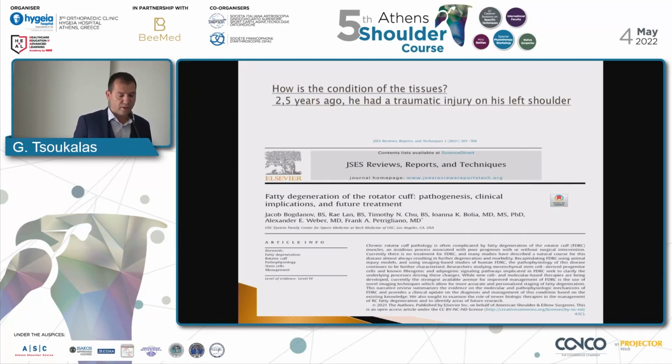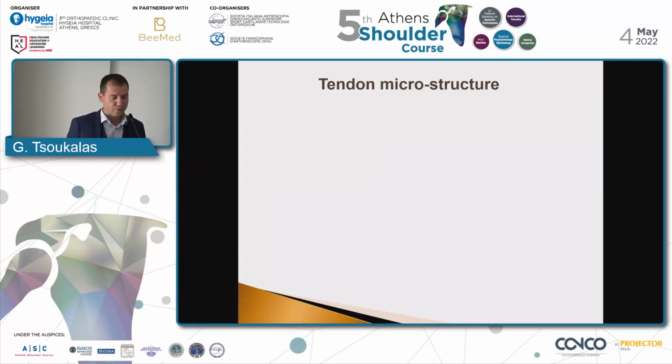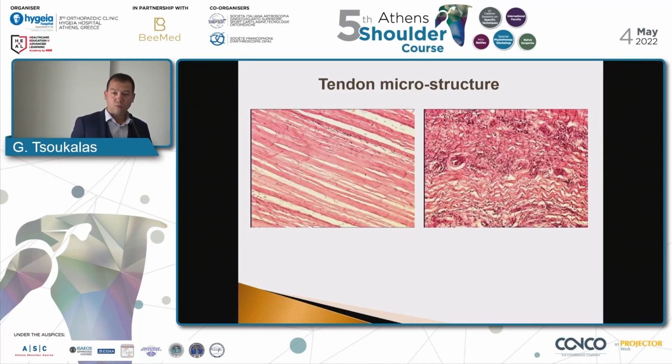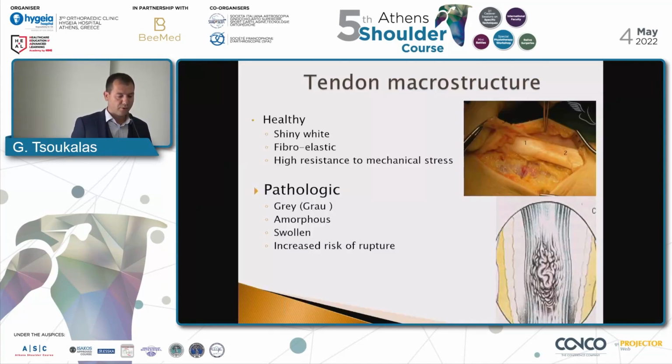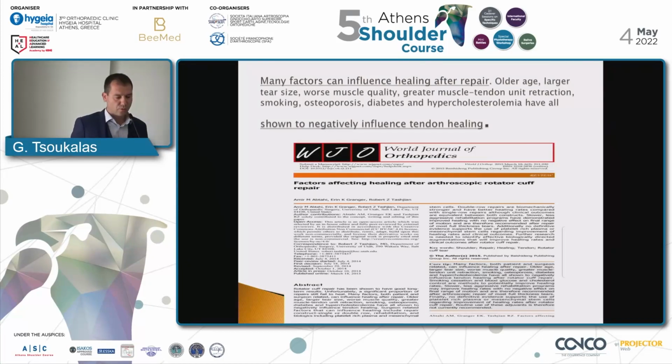Because 2.5 years ago he had a traumatic injury on his left shoulder, and we know that usually we have fatty infiltration, which is very important for my therapeutic exercise protocol and also mobilization. How was the microstructure of the tendon, and the pathology, the neuroanatomy also, because we have a chronic condition with central and peripheral sensitization, and the microstructure is something only the surgeon knows, because he saw it during the arthroscopy. There are many factors that can influence.